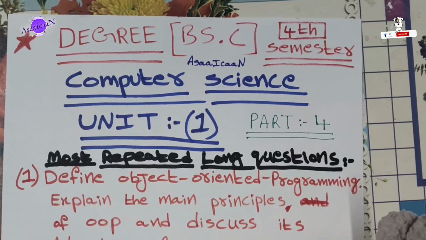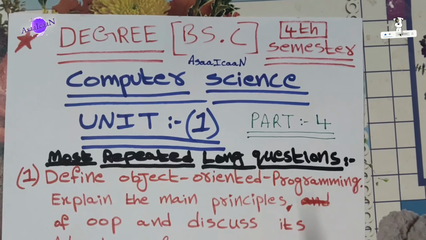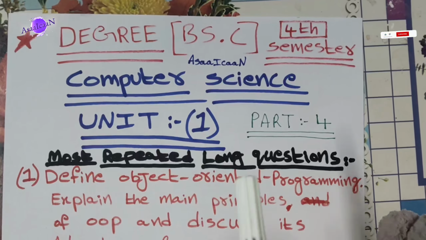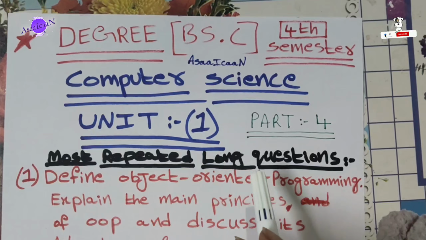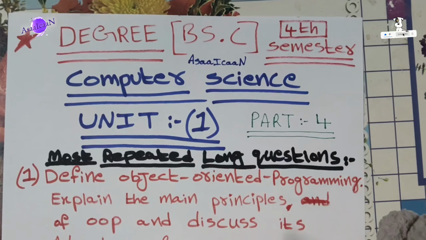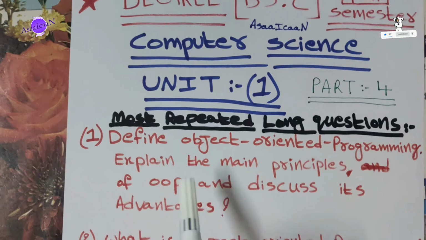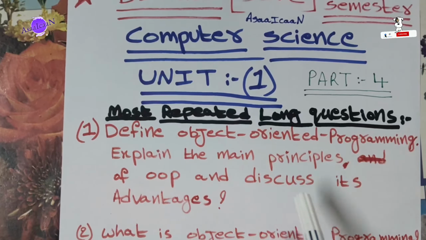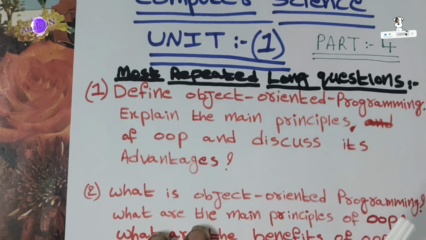Today we will discuss another important long answer question. This question is very important in BSc Computer Science, Unit 1, part 4. Now see the question: Define object oriented programming, explain the main principles of OOP, and discuss its advantages.